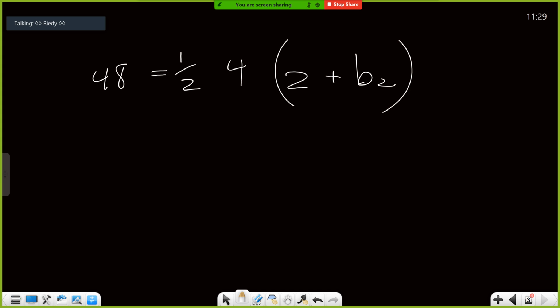So I have a trapezoid that has an area of 48. It has a height of 4, and one base is equal to 2. Solve for the other base, please. While you're solving for the other base, I want you to be cognizant of what process you use to do that, because there's a couple different ways that we can approach this.